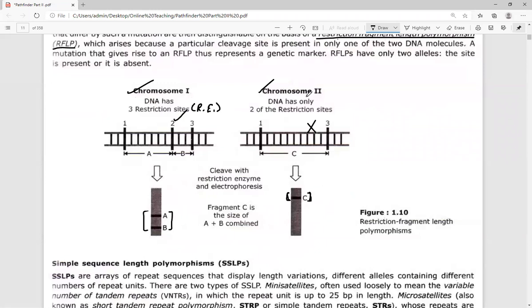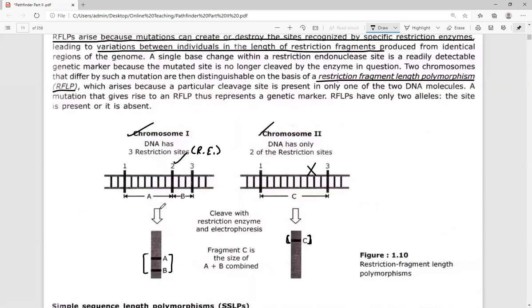RFLP has only two different alleles. If the site is present, it will produce a restriction digestion and a variable allele will be present, such as allele A and allele B. These are the different fragments being produced. Here, these two alleles are absent because there has been a mutation in the site recognized by the restriction endonuclease. जो साइट रिस्ट्रिक्शन एंडोन्यूक्लियस को रिकॉग्नाइज करी थी उसमें म्यूटेशन हो चुका है and that site is no longer available.